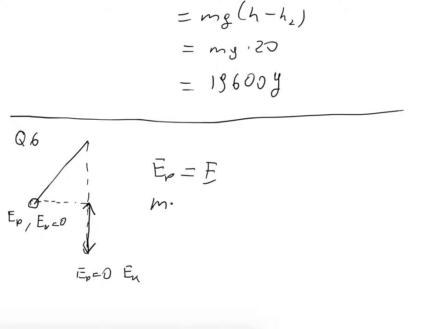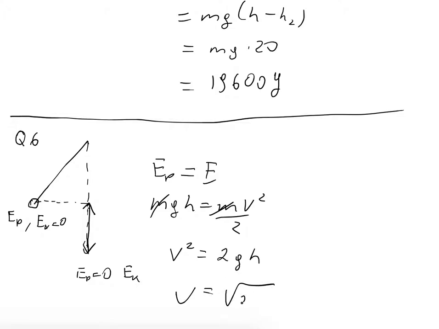Substitute values. mgh is equal to mv squared over 2. m's cancel. So gh is equal to v squared over 2. And we want to find speed out of that. So v squared is equal to 2gh. v is equal to square root of 2gh. Not 96, but gh. Let me just write a little bit more clearly.